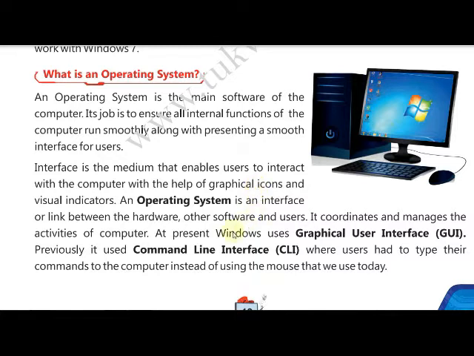Then an operating system comes with two interfaces. The first one is graphical user interface, that is GUI, and the second one is command line interface, that is CLI. GUI is user friendly, anybody can easily understand the functions of this operating system as compared to CLI, command line interface, or character user interface. Why? Because in command line interface you need to remember the commands if you want to use a CLI.